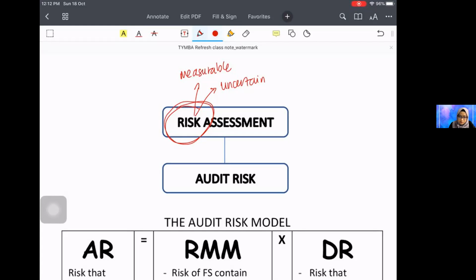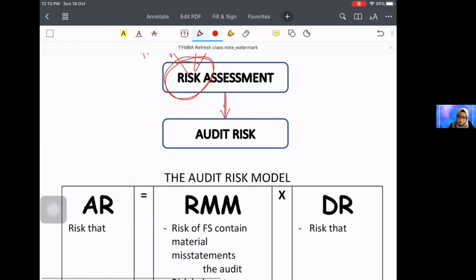And when we talk about risk assessment, we are talking about uncertainty. We are also talking about something related to future events. What may happen in future because of previous risk. So these three meanings of risk will be related to our audit risk question.